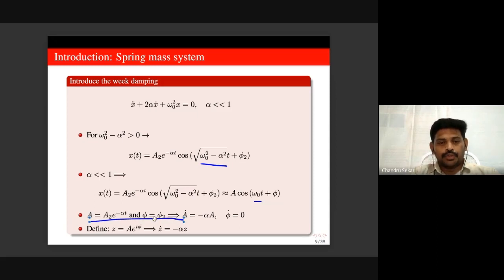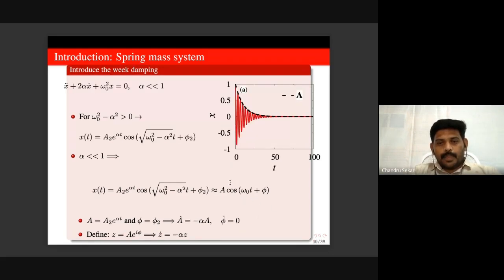So a equal to a2 e power minus alpha t and phi equal to phi 2. So now the equation for a is a dot equal to minus alpha a and phi dot equal to 0. In the complex quantity, it's defined as z dot equal to minus alpha z. And this figure shows the time behavior of x and a, and so on.